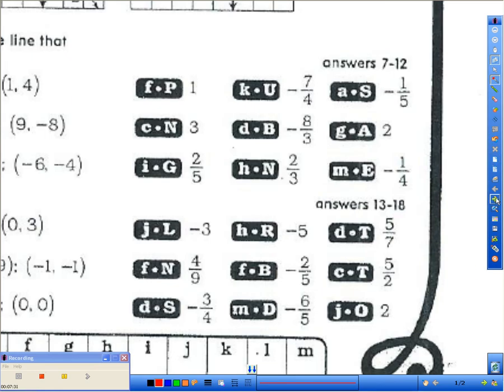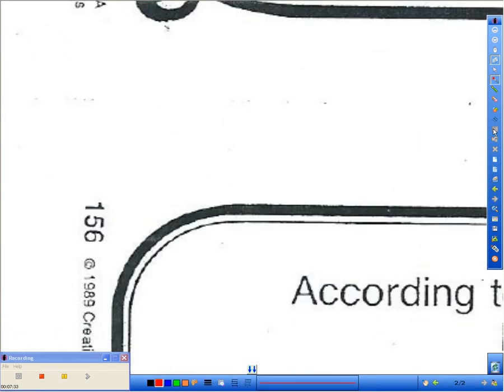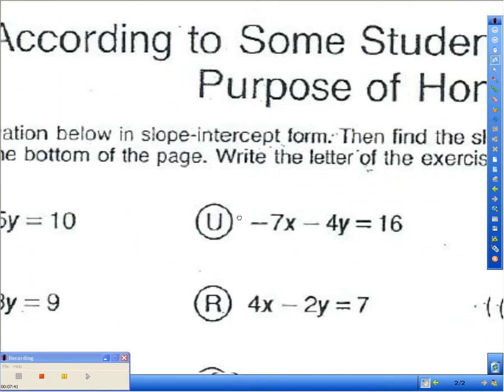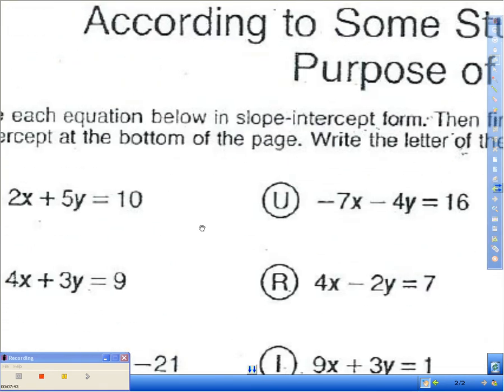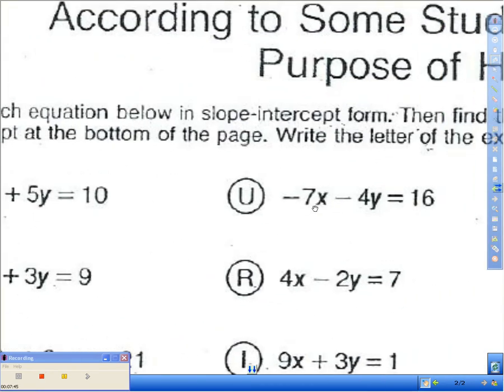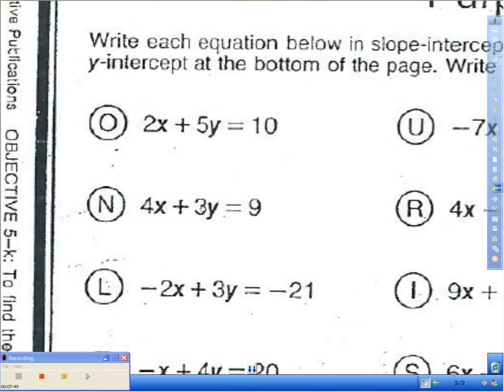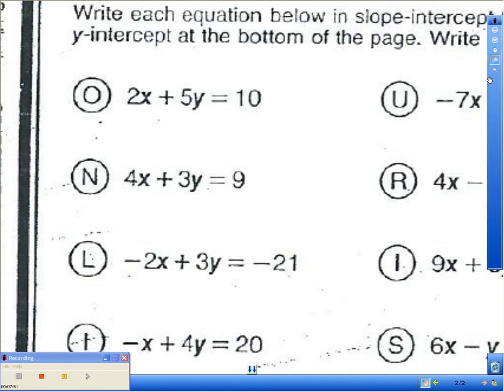The second section of the homework looked like this, and the directions here, well, let's find those first. The directions said write each equation below in slope-intercept form, then find the slope and y-intercept at the bottom of the page. Write the letter of the exercise above them. Alright, so first of all we want to write this in slope-intercept form. Slope-intercept form is y equals mx plus b. So basically we want to solve the equation for y.